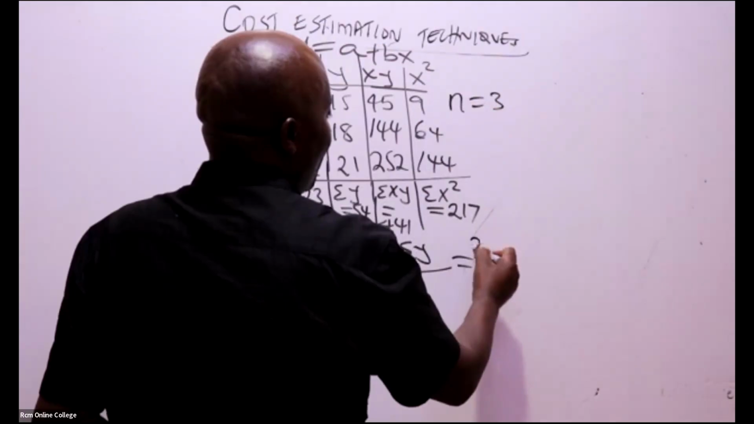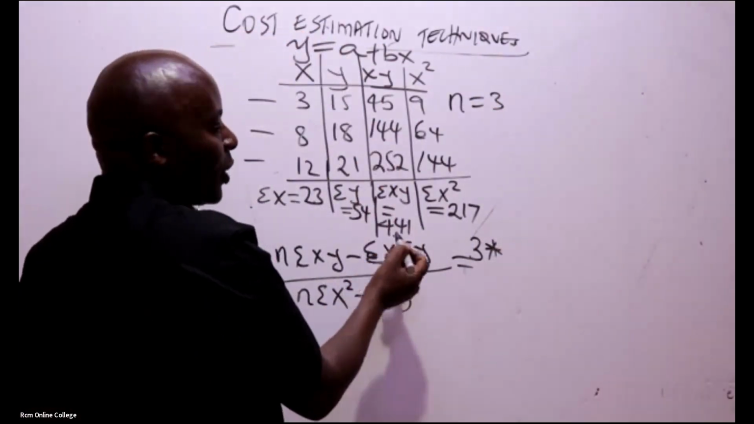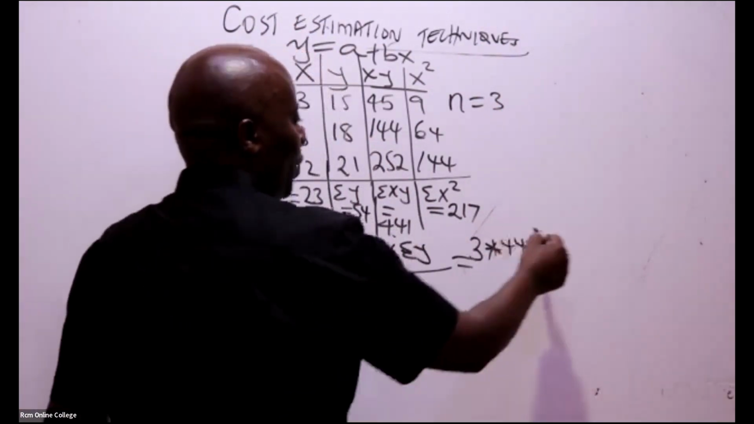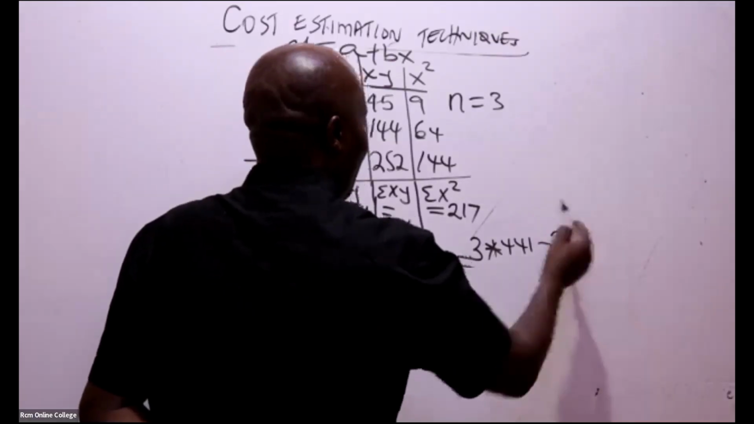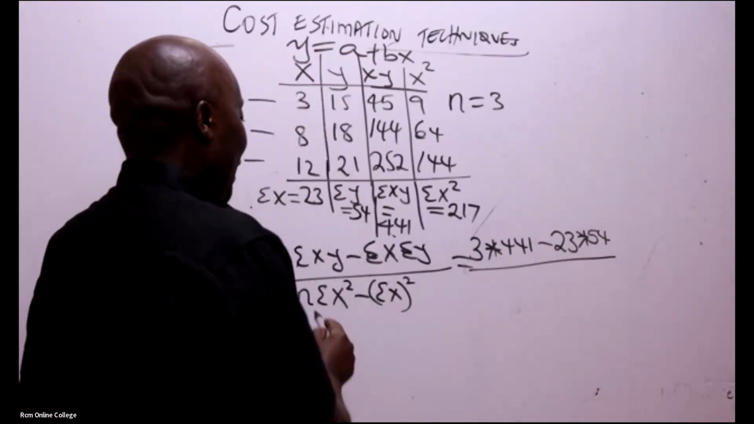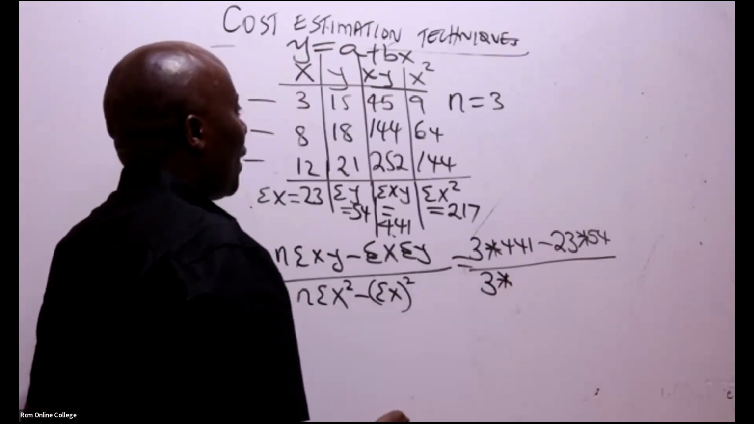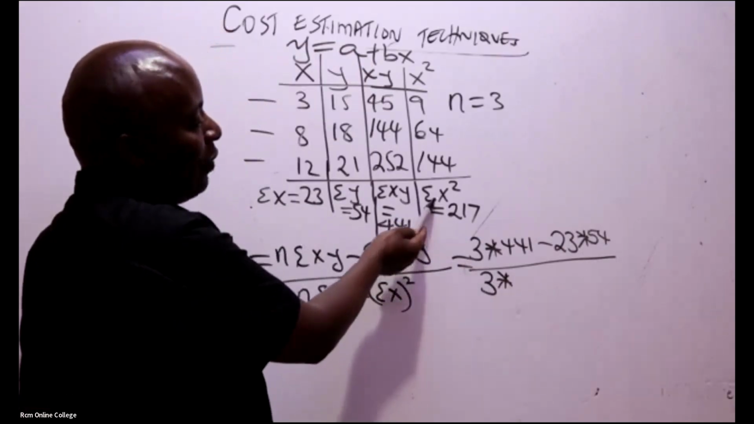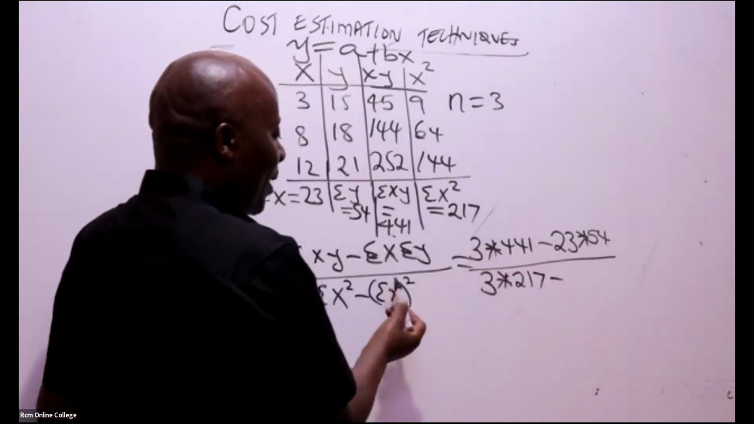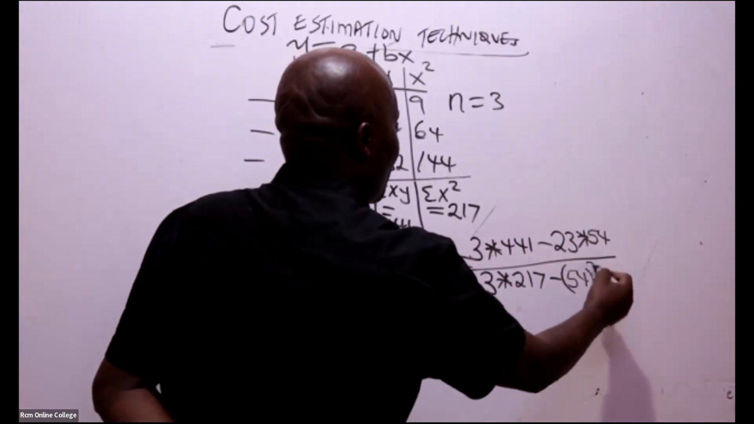So then we have 3 times sum of xy. Sum of xy, already we have it: 441, minus summation of x, which we already have, 23, times summation of y, which is 54, all over n again, which is 3, times summation of x squared, which is 217, minus summation of x in brackets, squared.